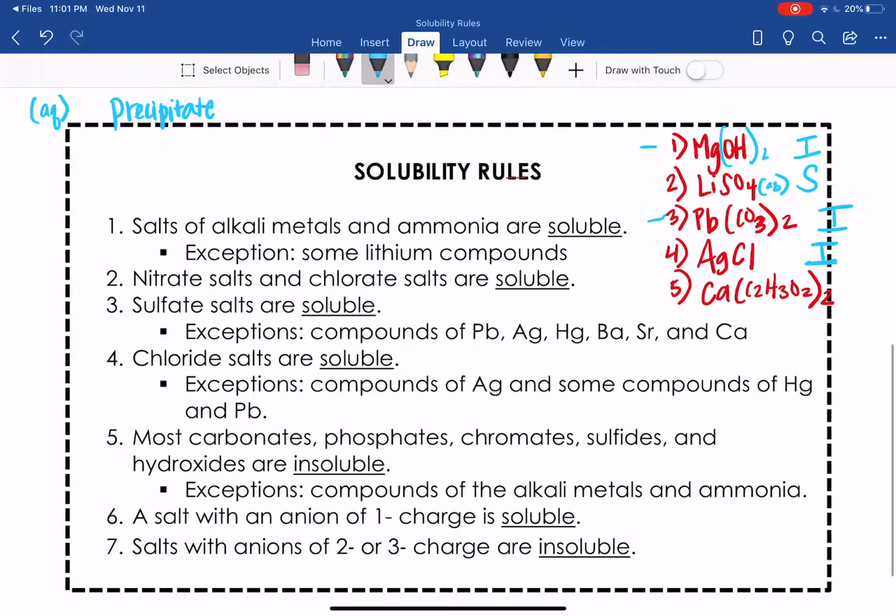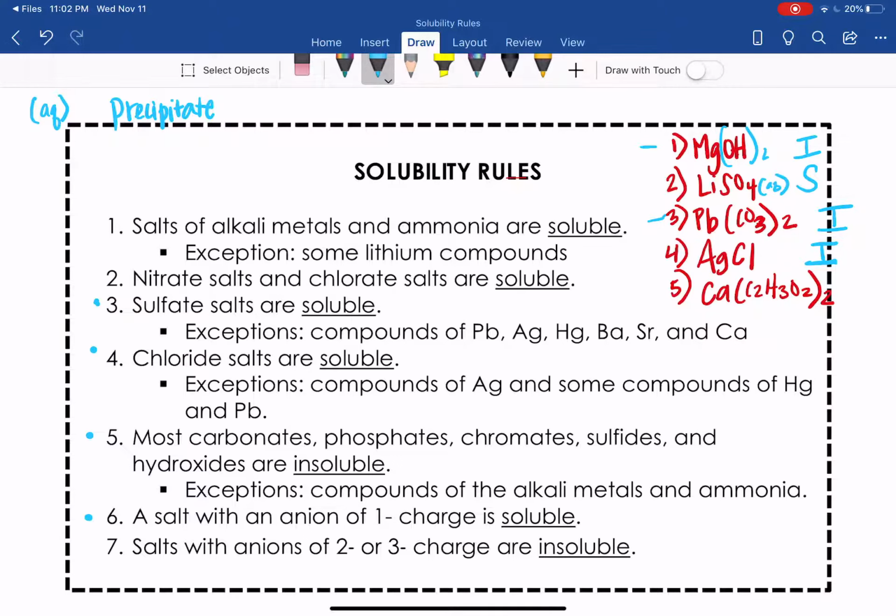Let's look at one more together, the last one. Calcium acetate. Okay? The first one, alkali metal. Calcium's not an alkali metal. It's not a nitrate salt or a chlorate salt. Number 3, it's not a sulfate. Number 4, it's not a chloride. For number 5, it's not a carbonate, a phosphate, a chromate, a sulfide, or a hydroxide.